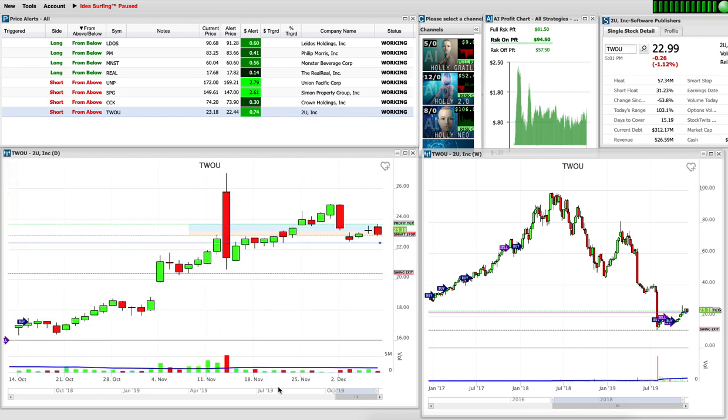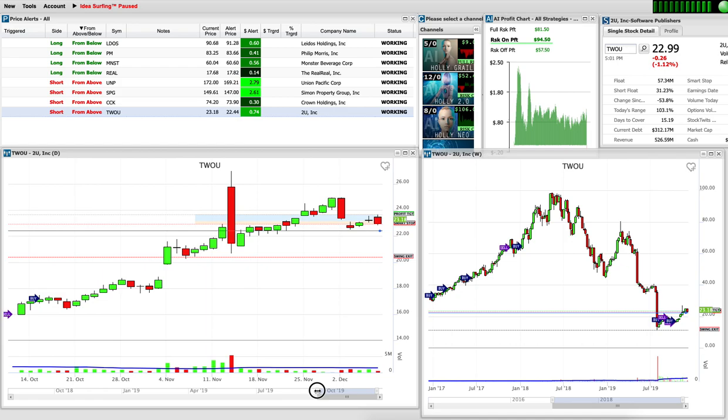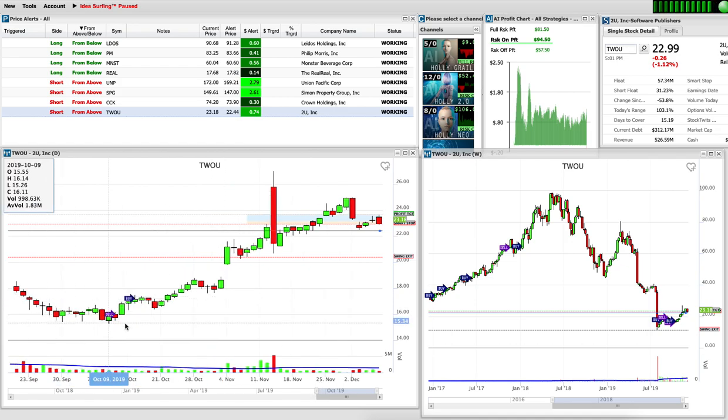Last but not least, TWOU. I'm going to zoom in. This is a bit of a weird looking chart here. But we've had these big strong pushes up and then dramatic selling, and then a big strong push up and dramatic selling, and then a big strong push up and dramatic selling.